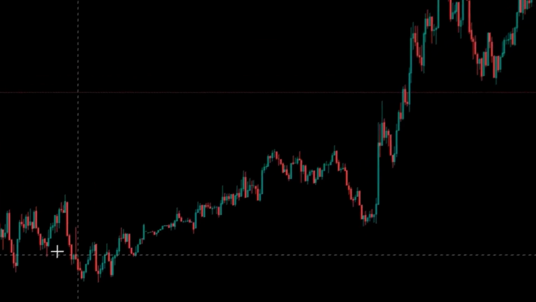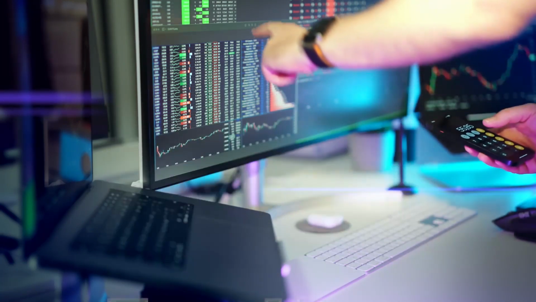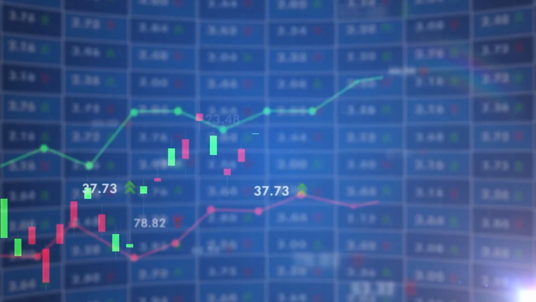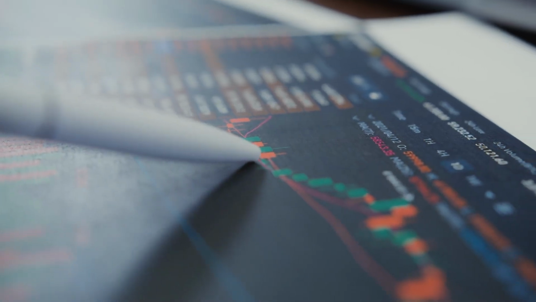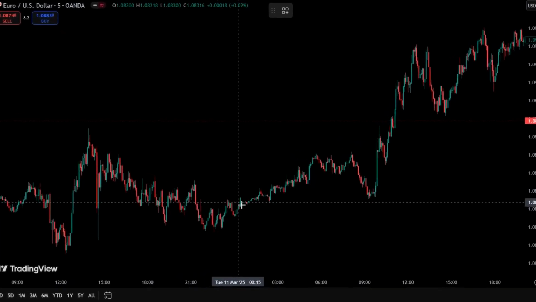We're diving into something that can really change how you see your chart. We're talking about trend lines, but not just any trend lines. We're going to make them easier to understand and use. We all know trend lines are super important, right? They help us see where the market is headed.